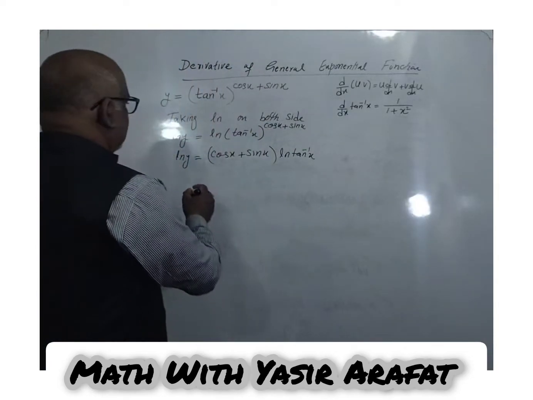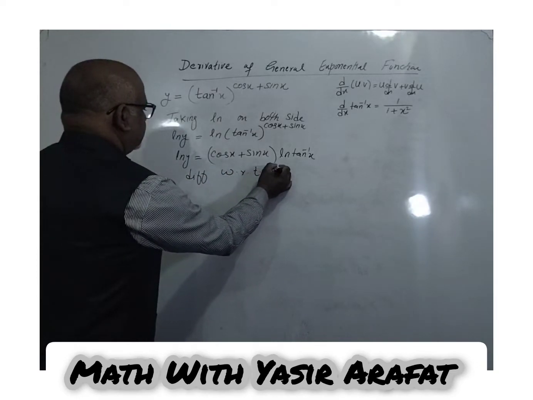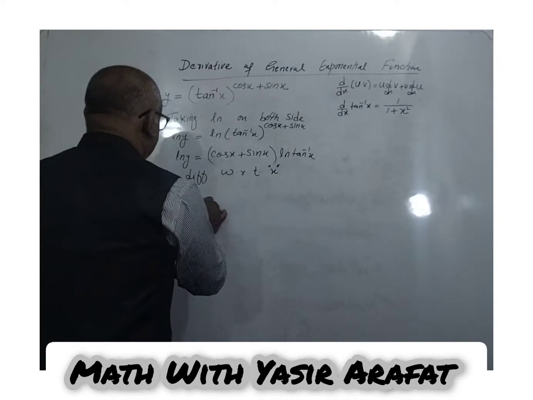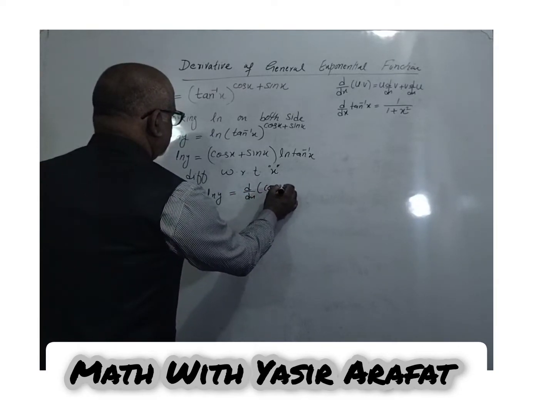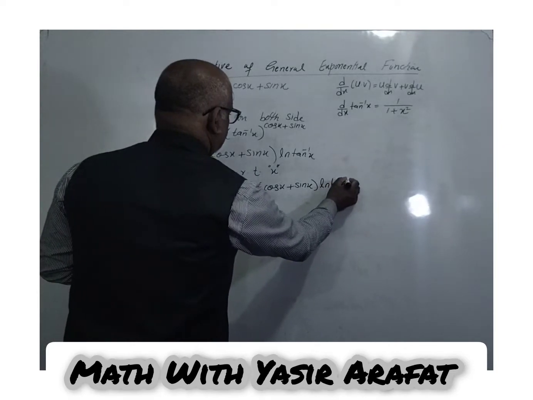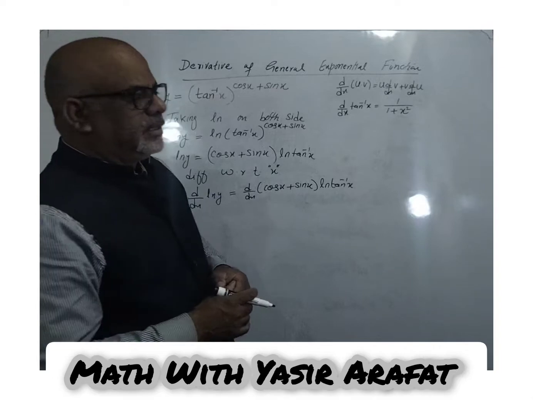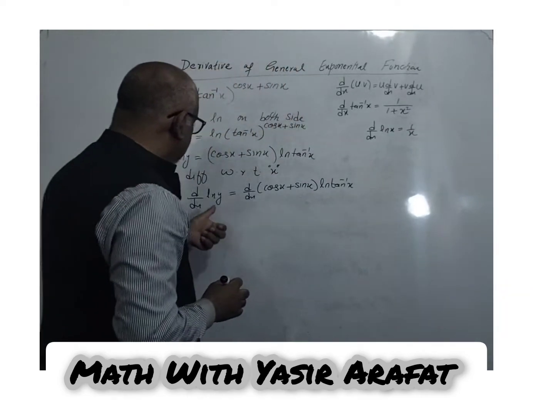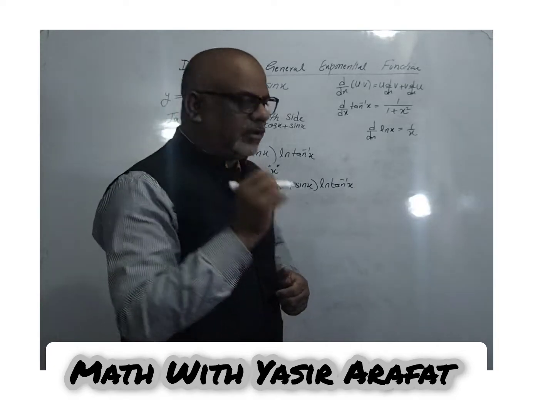Now we have to find out the derivative of this one. Differentiate with respect to x. So we have to apply the operator d upon dx on both sides. Now we have to find out the derivative here. So the derivative of ln y, we have a formula, the derivative of ln x is equal to 1 over x. So this is ln y, so the derivative will be 1 upon y, and then we have to find out the derivative of y.